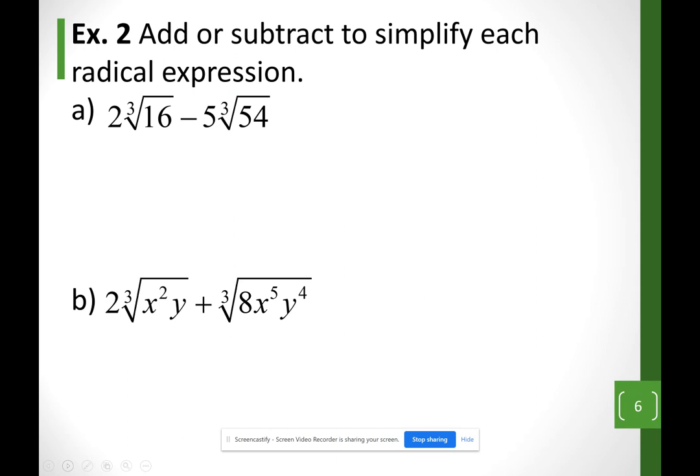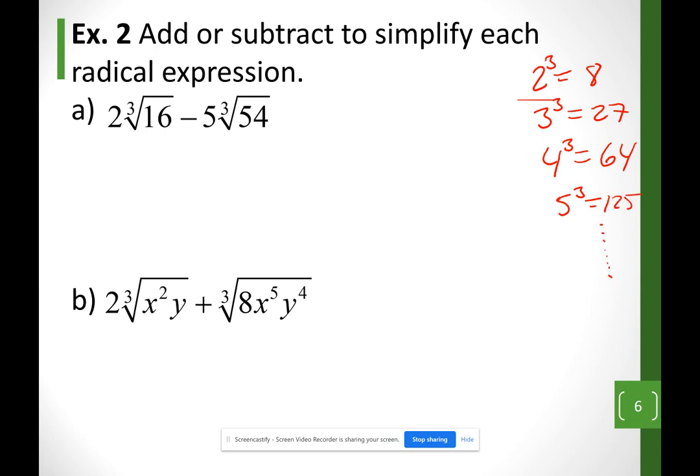Now, let's take a look at this one. Do notice that now I'm going to be dealing with the cube roots. So I must know the perfect cubes. I know 2 to the third is 8. I know 3 to the third is 27. 4 to the third, 64. 5 to the third, 125. And I can continue my list. My numbers are not that big, so I'm not going to make a big list.